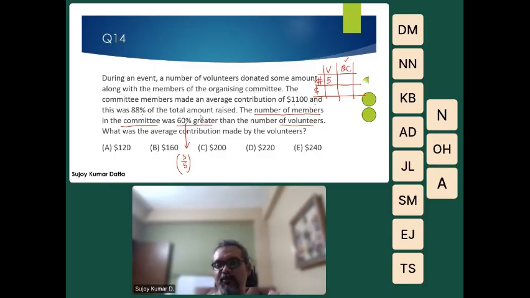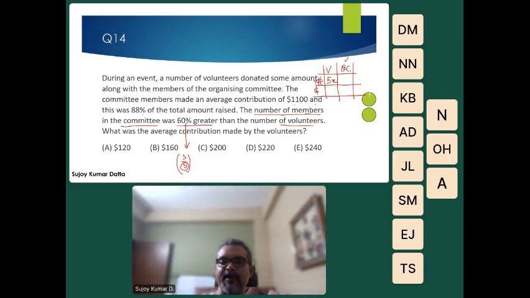We don't really need to know how many exactly there were. If, however, you find this a little difficult to visualize, then you can just take a random number, and go ahead and take 5x. I'm saying avoid taking x. Why? Because you have 3/5, so it is easier to take a fifth of 5x. So you will not get decimals.